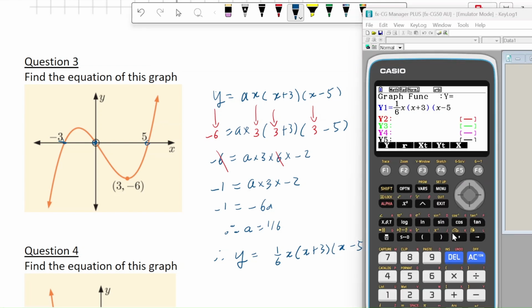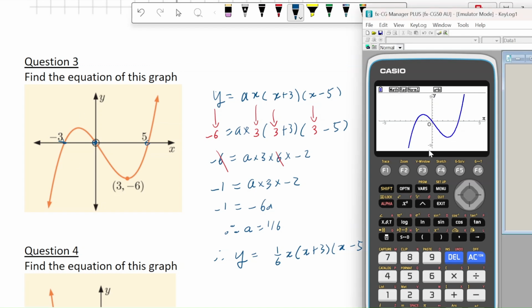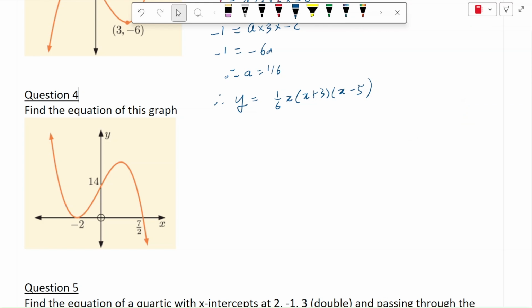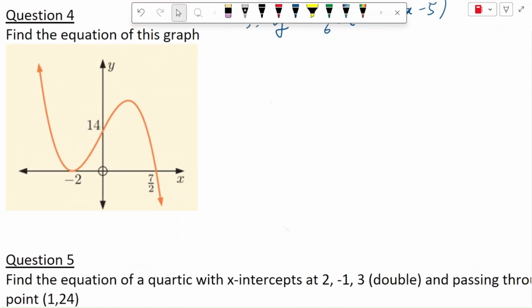Now, as per usual, we're going to type that into our calculator in graphing mode and then hopefully check that our graph looks the same there. And it's not a bad idea to trace at 3 and make sure we get -6, which we do. All right, next we have this graph here. This is also a cubic graph.